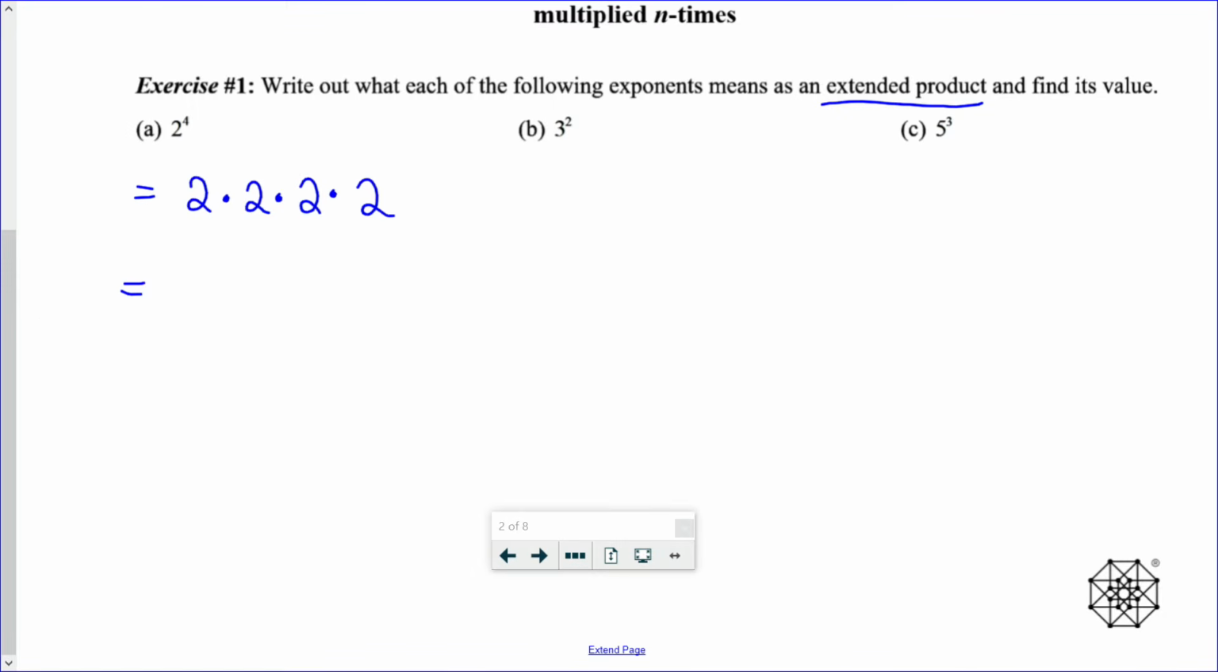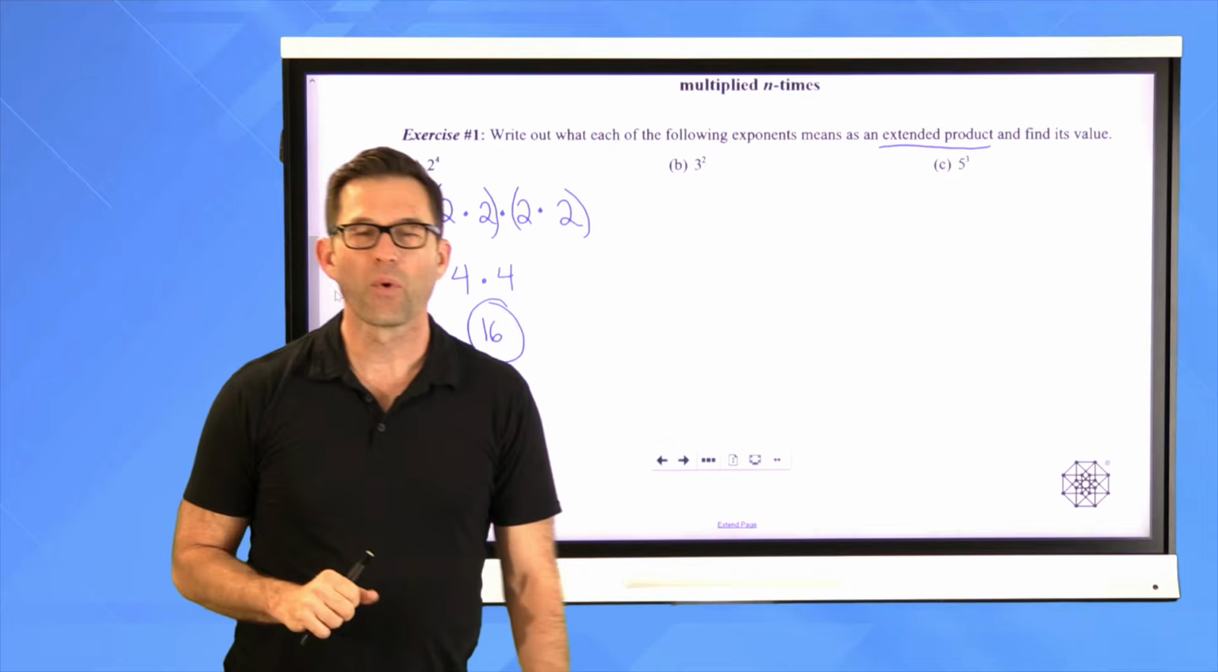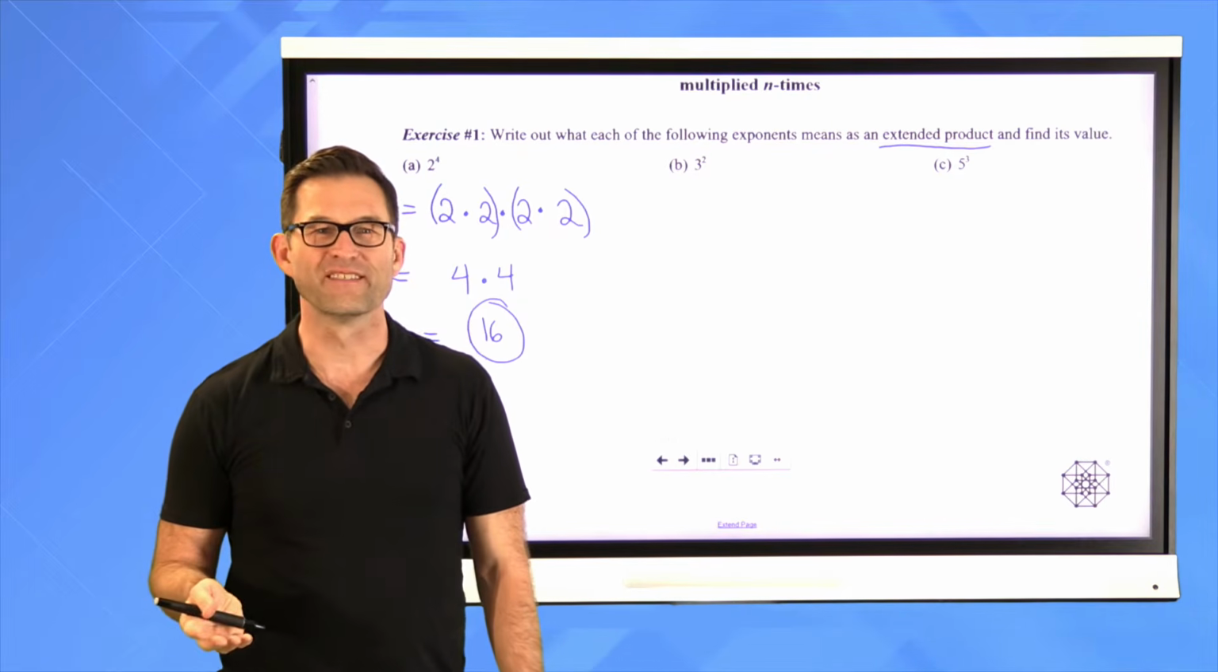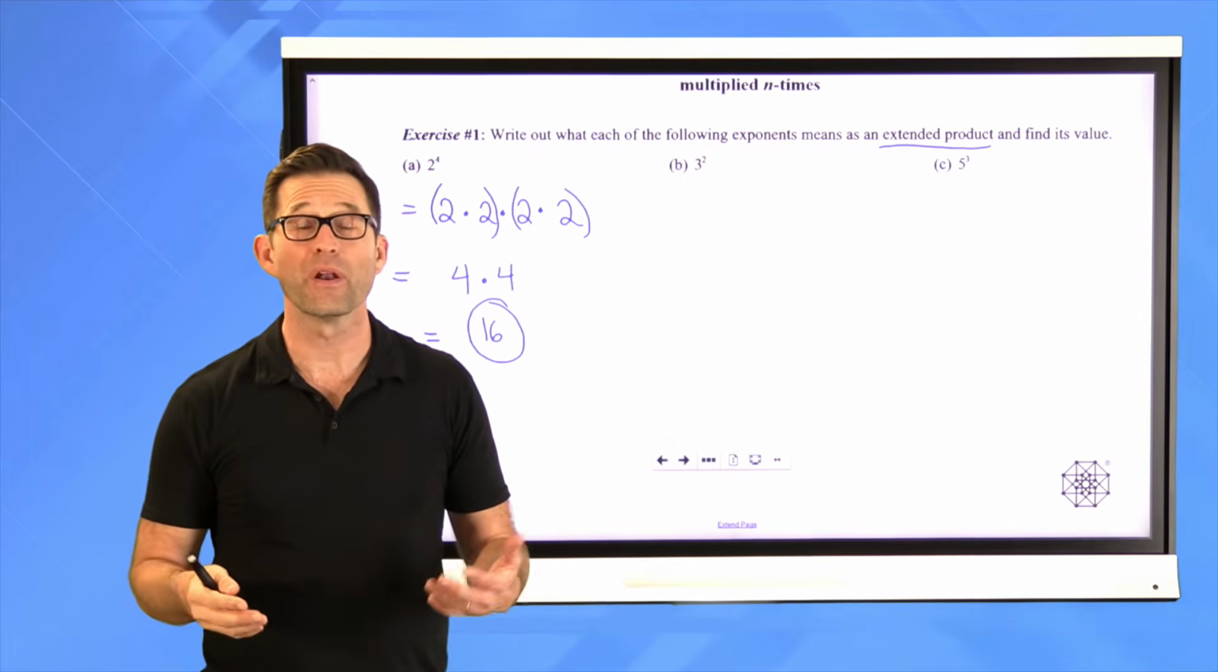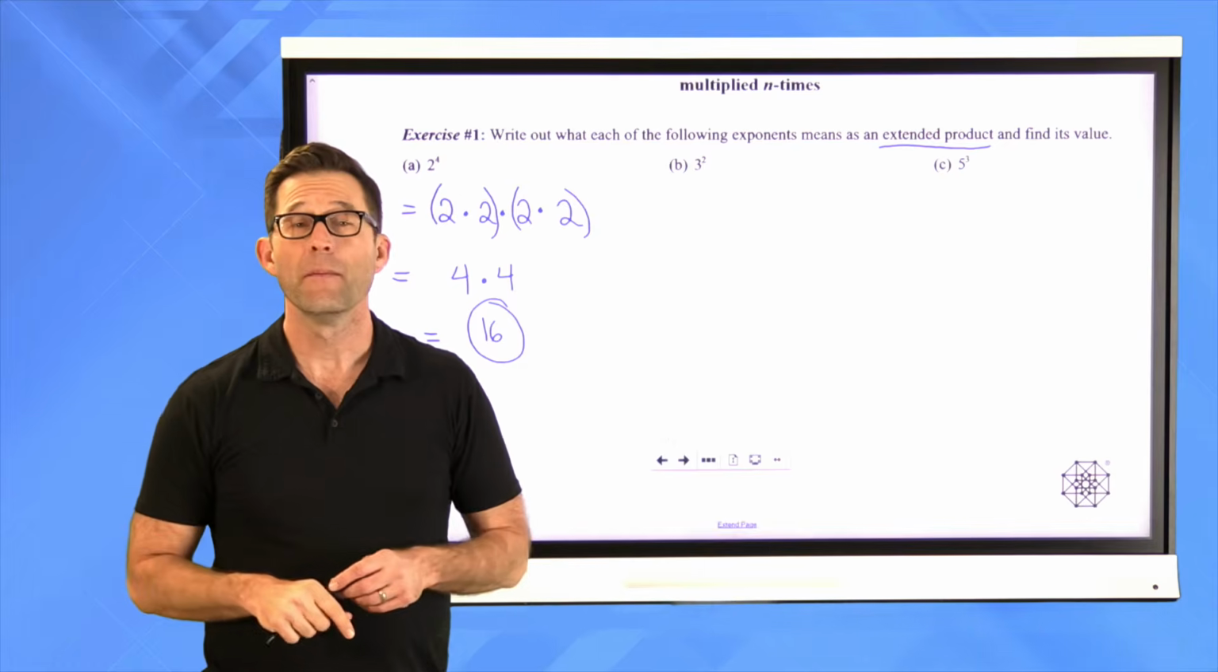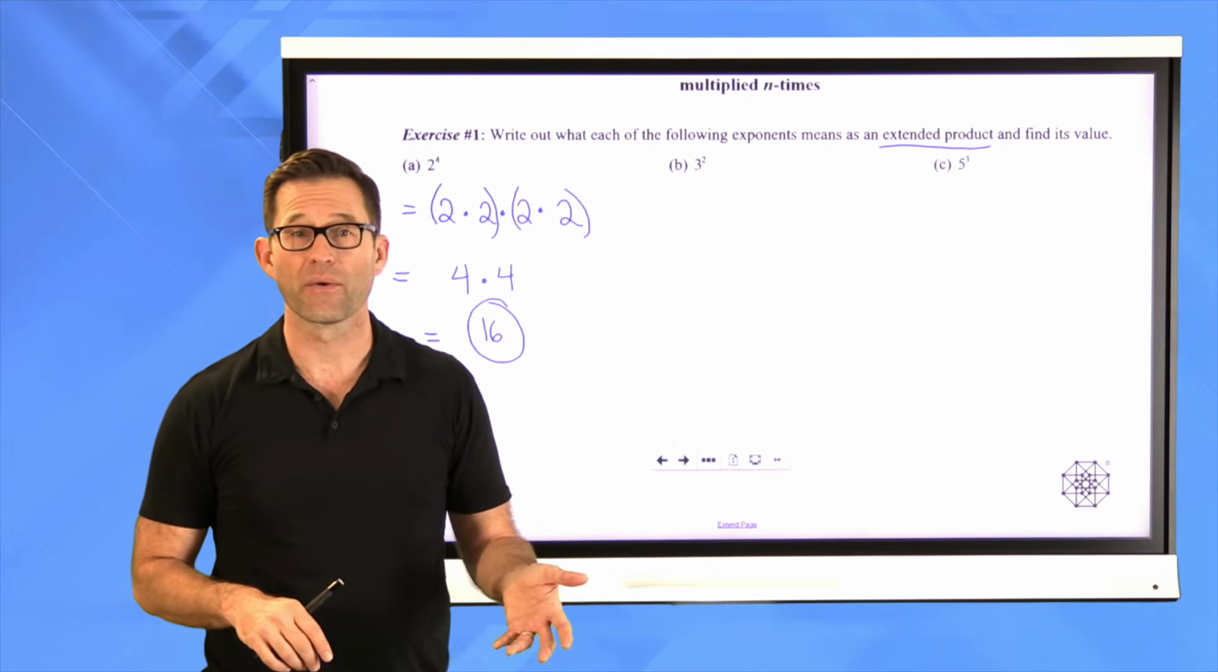Now, how do I actually figure that out? Well, I could actually do a little bit of associative property of multiplication and kind of group it like that, in which case 2 times 2 is 4, and 2 times 2 is 4, and 4 times 4 is 16. Of course, one of the unfortunate things about exponents is any exponent other than 1 or 2 means that you're going to have to do multiple calculations.